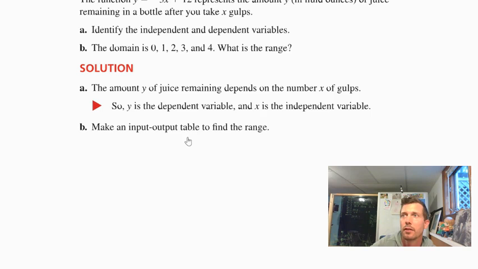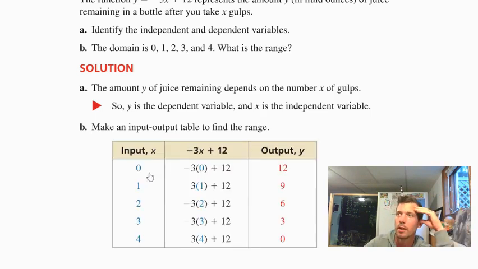And the last one, B, the domain is 0, 1, 2, 3, and 4. What is the range? Well, think about this. I take 0 gulps. How much is left in the container? I take 1 gulp. How much is left in the container? I take 2 gulps. I take 3. I take 4. So what you want to do is make an input-output table. These are all my inputs right here, right? I have 0, 1, 2, 3, and 4. Up top here is my function. What am I putting into my function? I'm putting in the amount of gulps into that function machine. What gets spit out? A 12. Makes total sense, right?